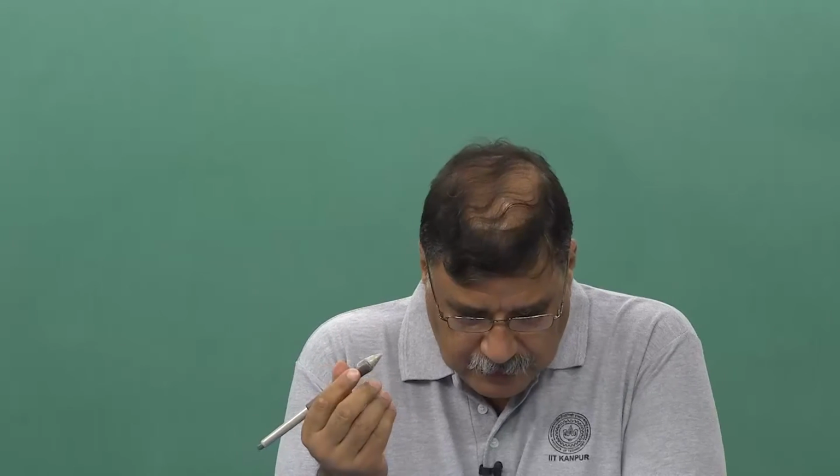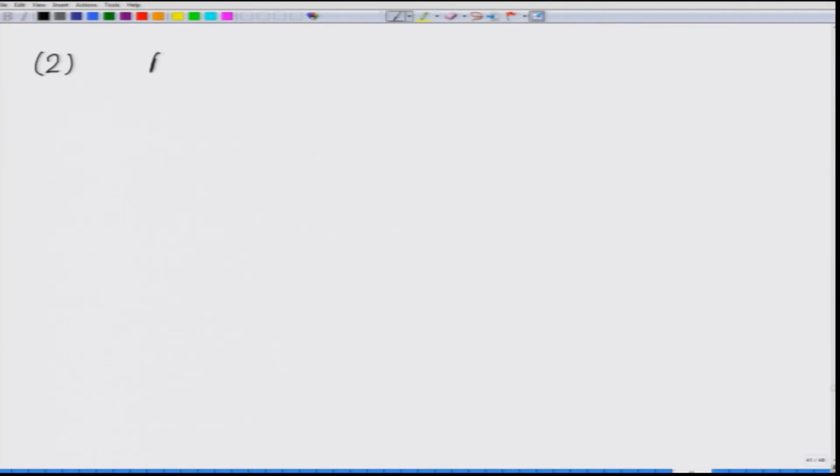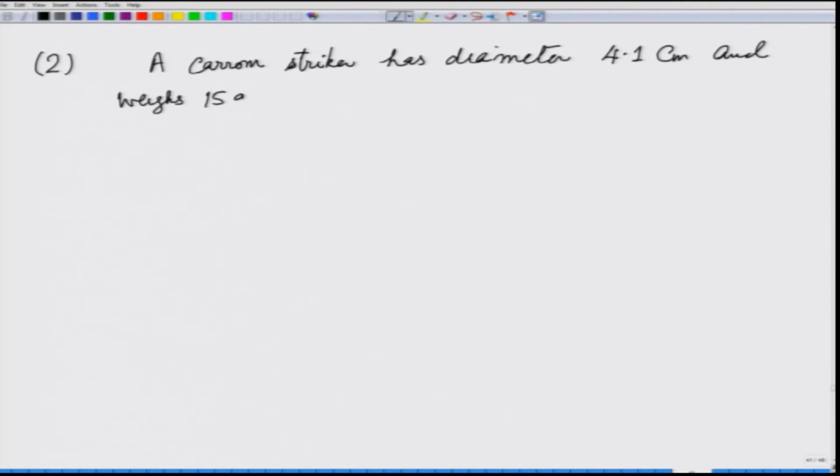The next problem I am going to solve is again a two-dimensional problem, and it is based on the familiar game that you all play, carom. So, I am going to say a carom striker has diameter 4.1 centimeters and weighs 15 grams. It is moving with speed 2 meters per second along x axis.